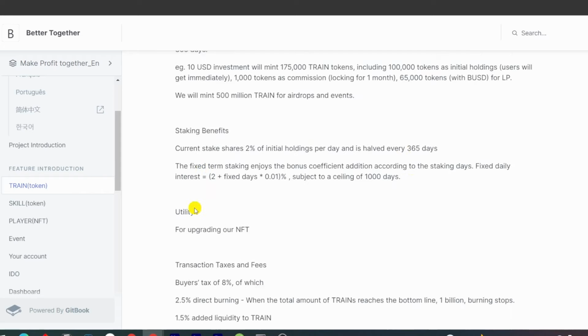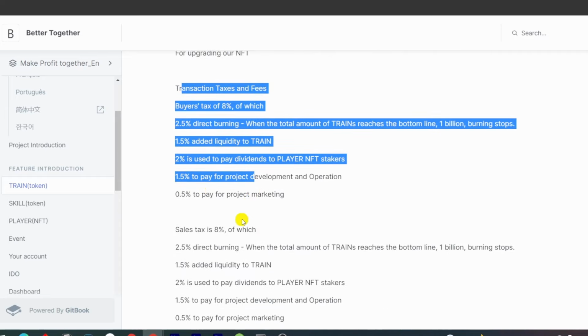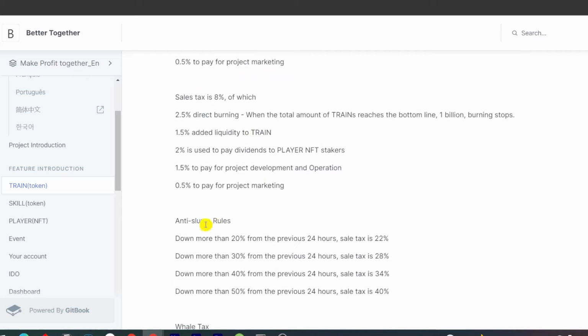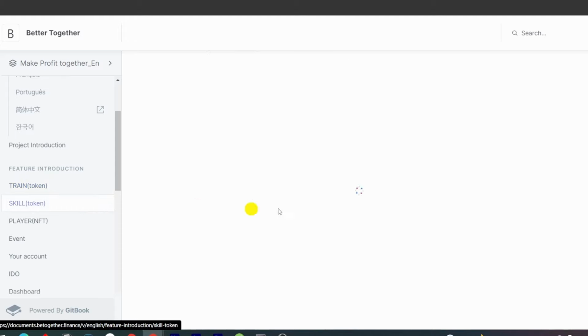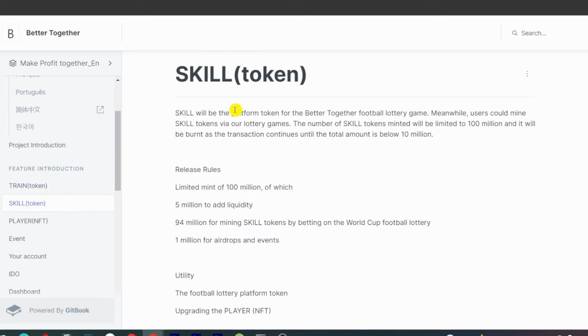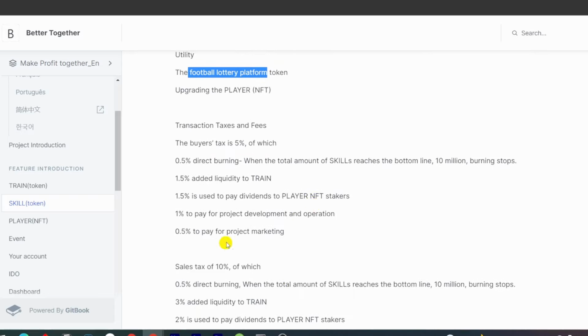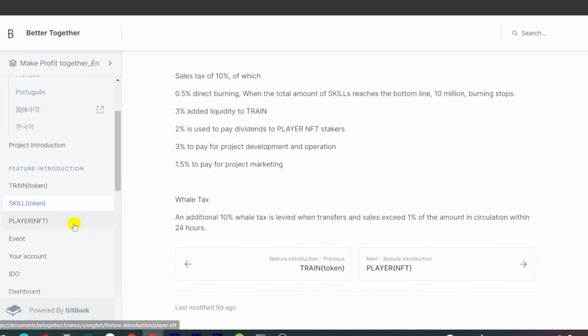The utility of this token is that you're going to use it to upgrade the NFT. And this is the buy and sell tax and how the breakdown happens for how they're going to use the buy and sell tax. There are the anti-slump rules, which we talked about, and the whale tax. And then the next one is the Skill token. This Skill token is what they use on the football lottery platform. Same thing, they also have the buy and sell tax, and the breakdown is here.